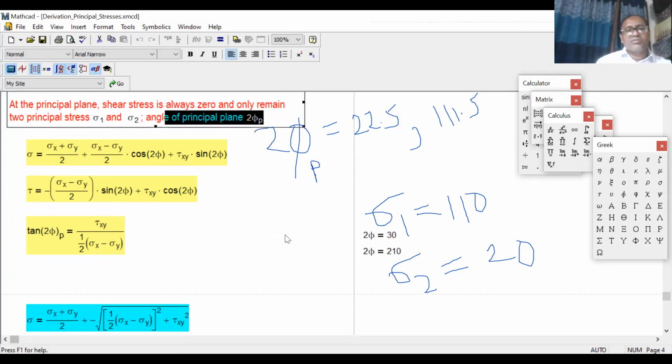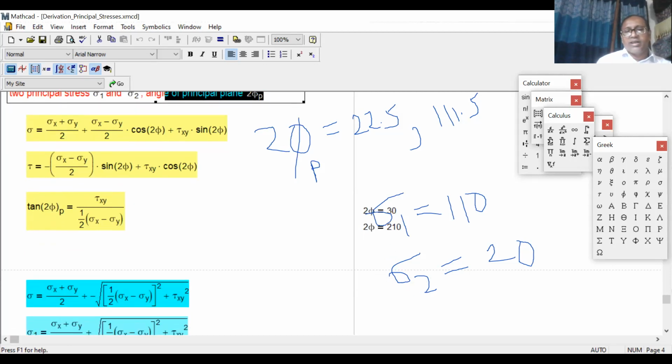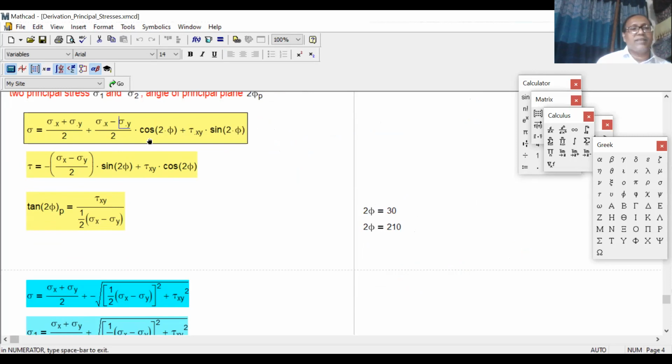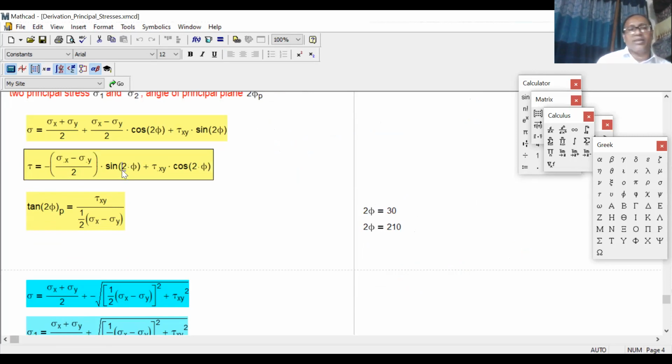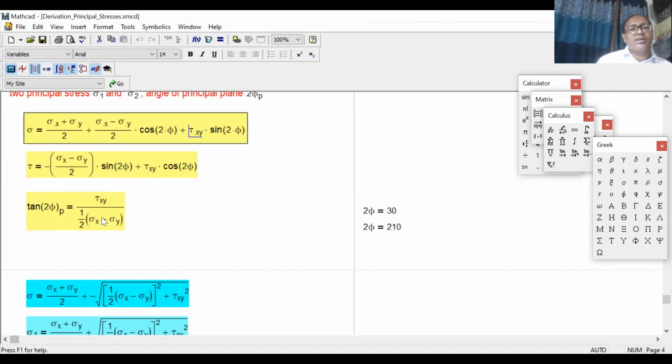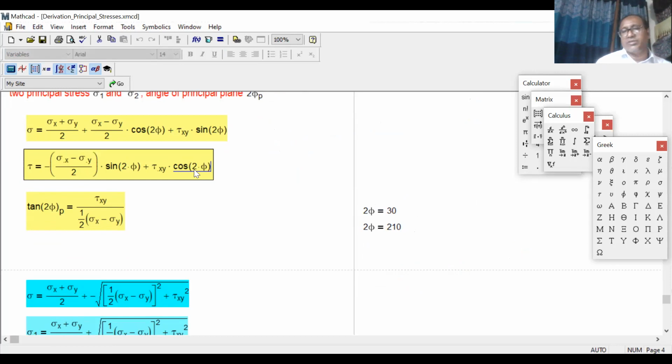Okay. For example, phi p, you get 30 degrees. What will be the other phi p? Without calculation, you can say just add 180 degrees, 210. Then these two angles, you put in this equation one time, and in this equation one time. If you get tau 0, you get the value of sigma. Then you put this one again. You will get sigma 2 and you get tau equal to 0.